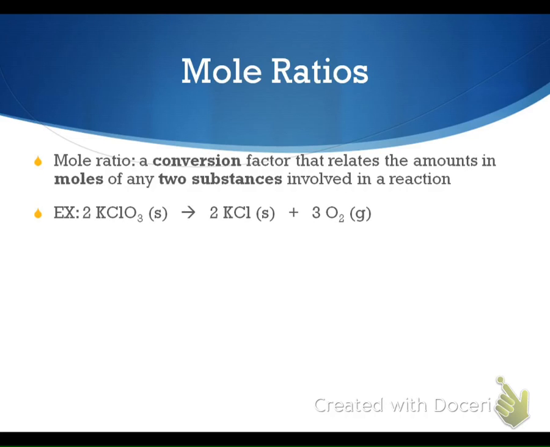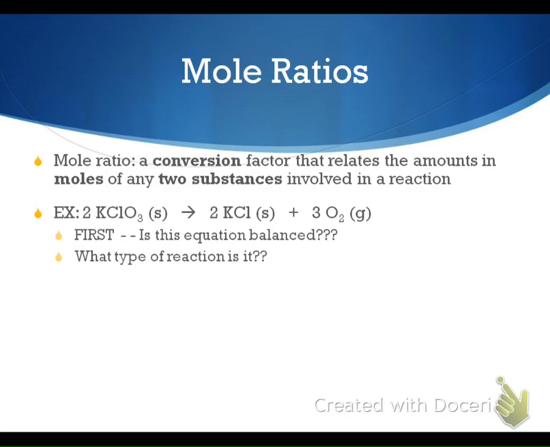So let's look at this reaction involving potassium chlorate. What type of reaction is this? Decomposition. We started with a big molecule and we break it down into two smaller molecules. Before we can start any sort of mole ratio or stoichiometry work, we have to balance our equation. That's why we worked so hard with balancing equations, because we have to make sure that we have a balanced equation. Otherwise, our quantification of our substances won't make any sense. It won't work.